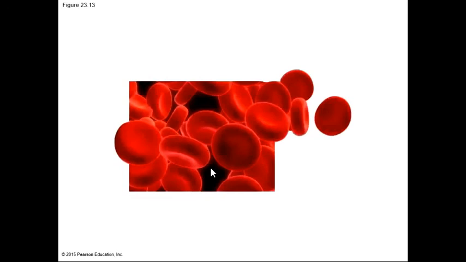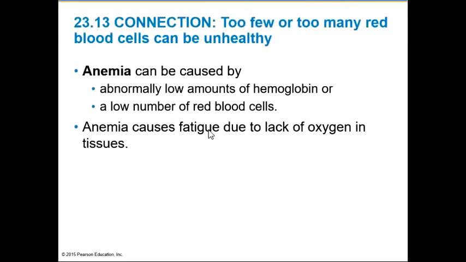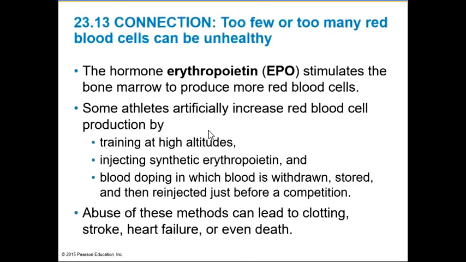Anemia is not enough red blood cells or not enough hemoglobin inside those blood cells, and that causes fatigue. There is a hormone produced by your kidneys called erythropoietin, and it stimulates the bone marrow to produce more red blood cells. Now, some athletes do something called blood doping, and they can also inject this hormone synthetically. And yes, it can lead to clotting, stroke, death.